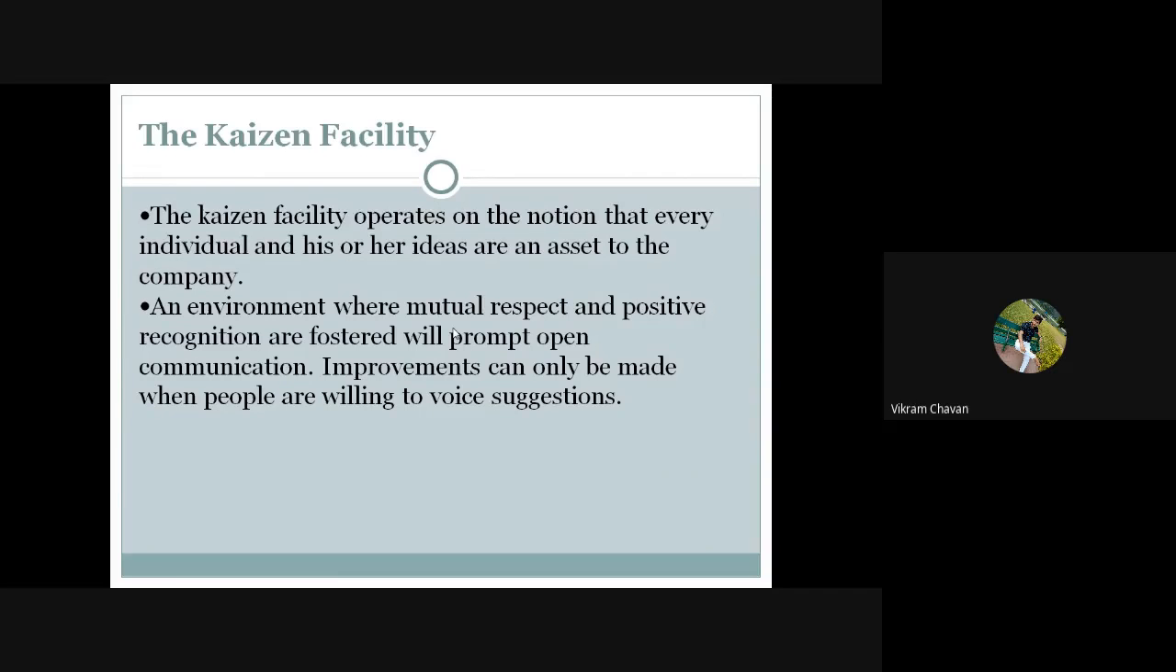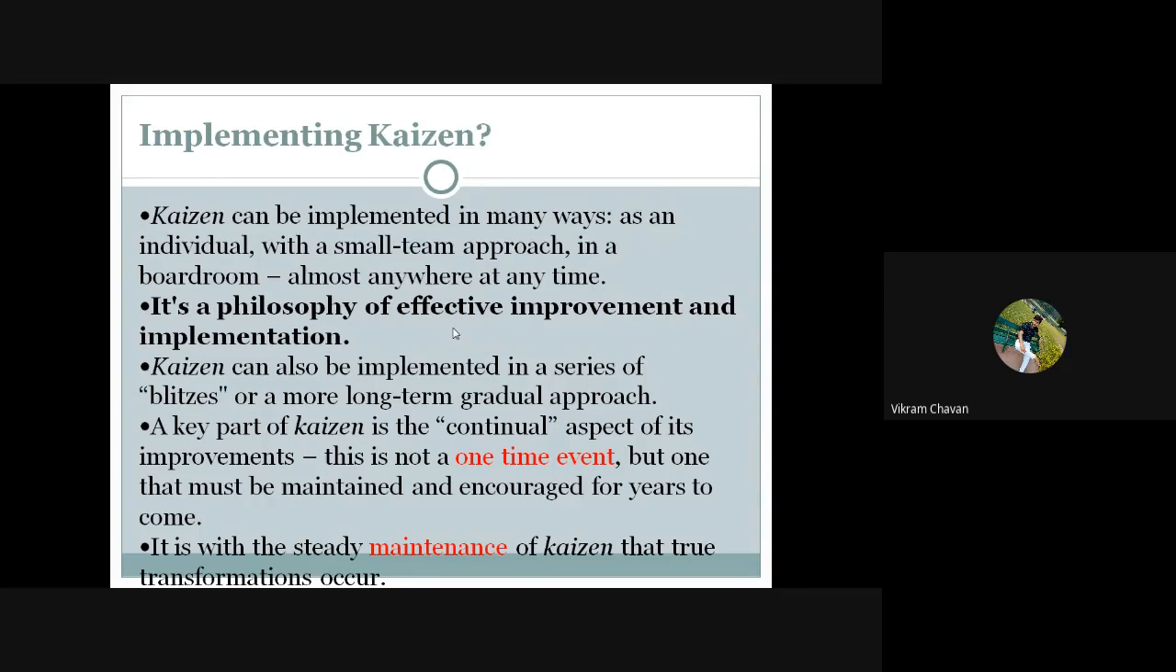Okay, so the implementation of Kaizen. Kaizen can be implemented in many ways: as an individual, with a small team approach, in a boardroom, almost anywhere at any time. So there is no restriction on the location for the implementation of Kaizen. An individual can also apply Kaizen. Some companies form small teams to find out the scope of Kaizen in the industries. Also, one can suggest a Kaizen improvement in a boardroom, that is, at a meeting location also. Okay, and that can be applicable.